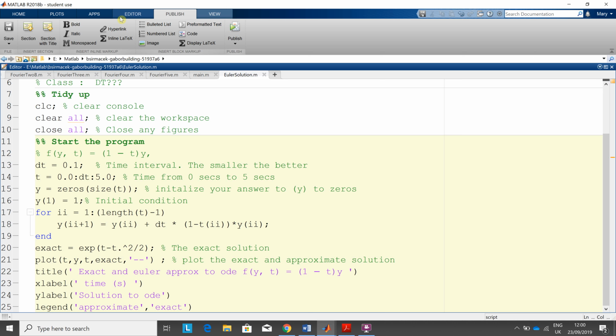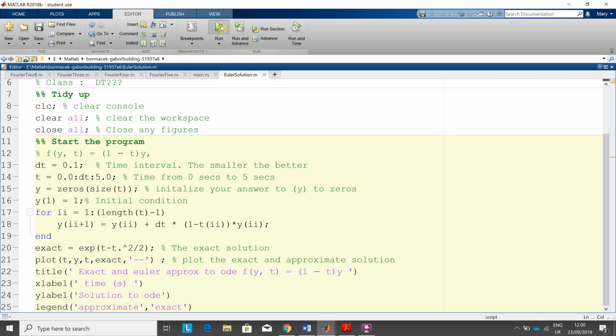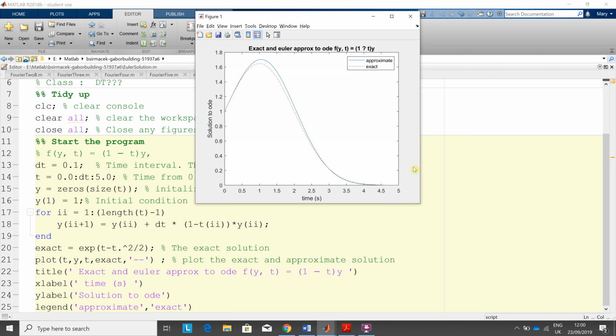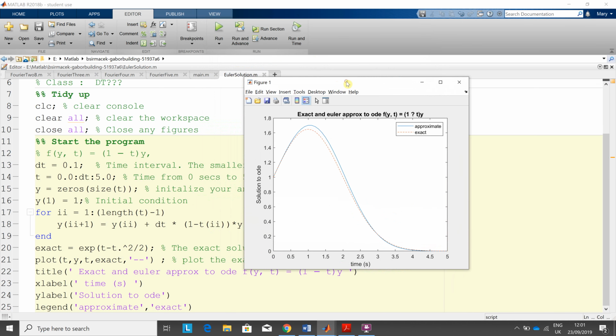So go back to the editor, run that. There we are. Just the title, a little question mark came up, but bar that, everything's fairly decent. And I got my legend to work.